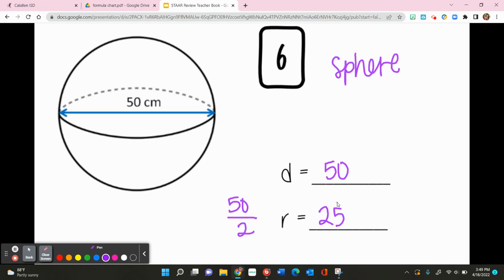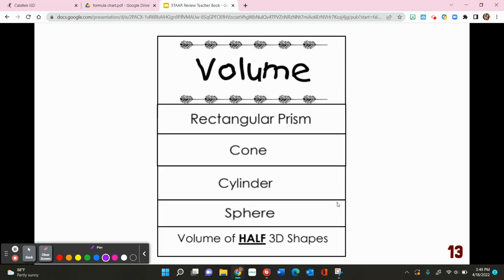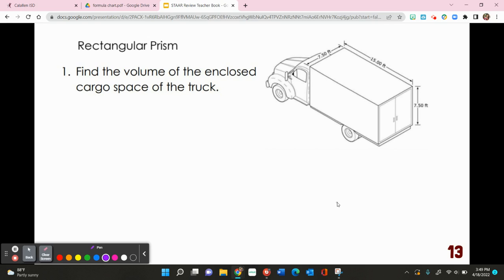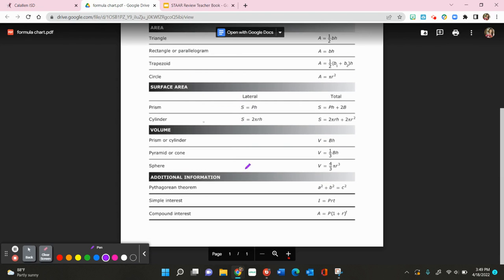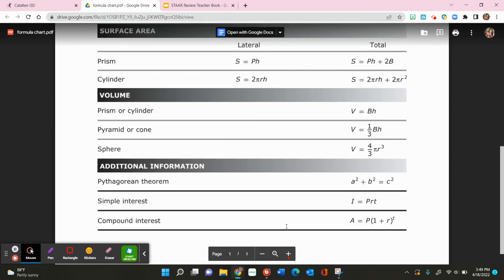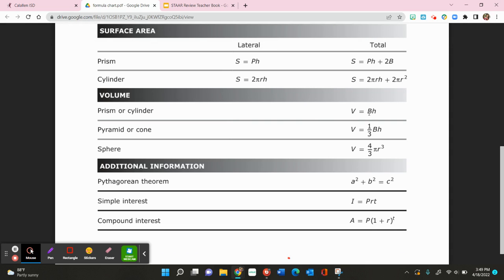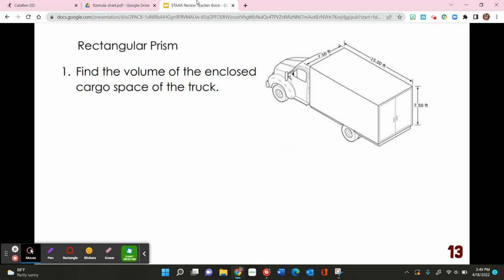So that was your intro to 3D shapes. And now we're going to go ahead and get into finding volume of 3D shapes. So the first thing we're going to do is find the volume of a rectangular prism. And the first thing that we want to go ahead and do is write the formula for volume of a rectangular prism. So going to your formula chart, when we scroll down to volume of a prism, we see that our formula is V equals B times H.